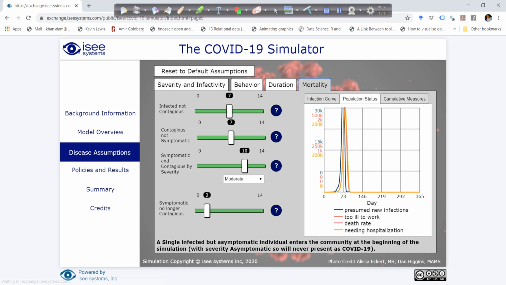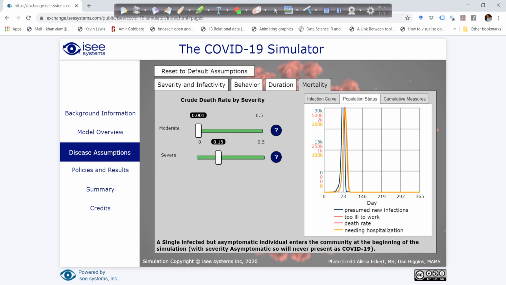Now, in terms of mortality, if we look at a few factors, for example, it says that for moderate, the mortality is almost nearly 0. So let's make it 0. But for severe, the mortality is 15, the virus is actually showing much more. So let's make it 20%.